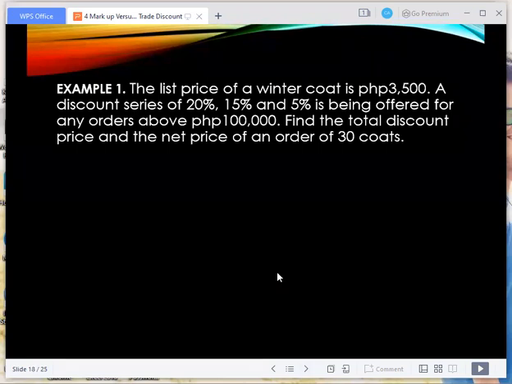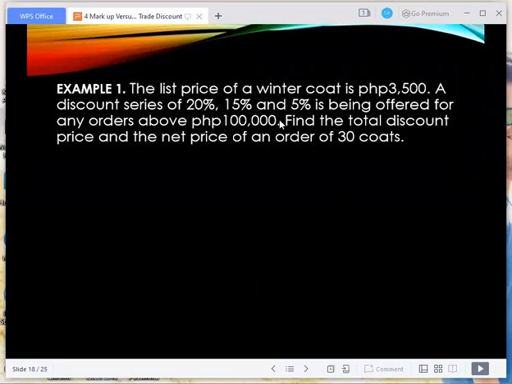For example, the list price of a winter coat is 3,500 pesos. A discount series of 20%, 15%, and 5% is being offered for any orders above 100,000 pesos. Find the total discount price and the net price of an order of 30 coats.